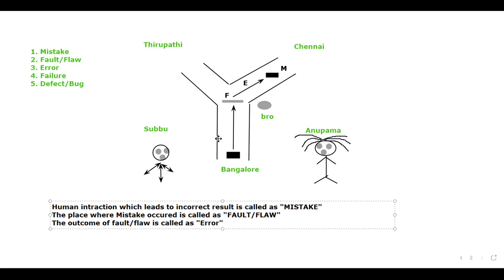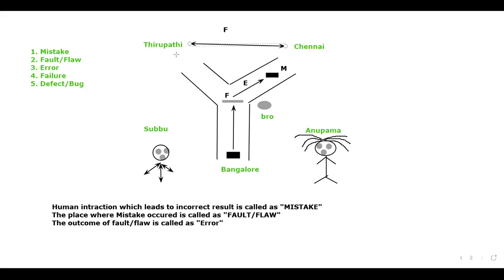Sir, what is the next definition, sir? Now tell me the outcome of error: the difference between expected output and actual output. Sir, what does that mean, sir? This is only failure I can tell. Guys, please tell me what is the expected output? Expected output means very simple. Where they expected to go? Tirupati, right? But they ended up in Chennai.